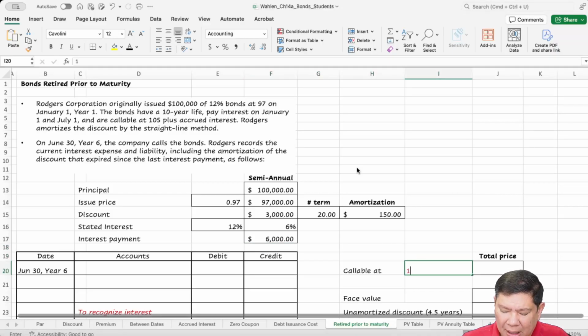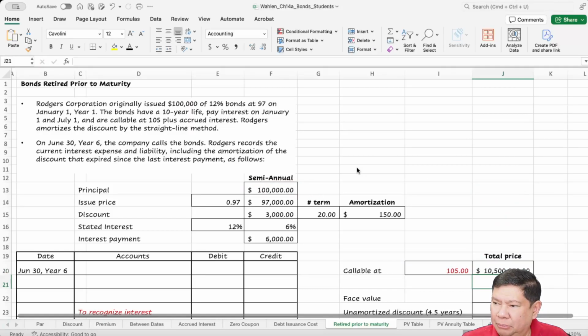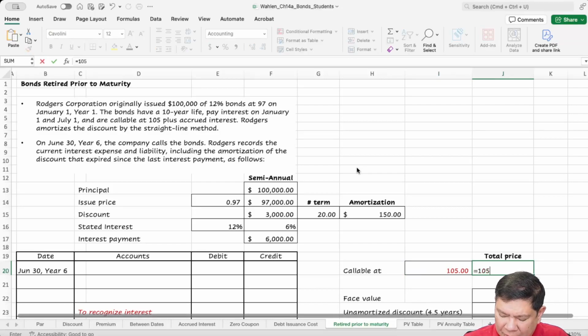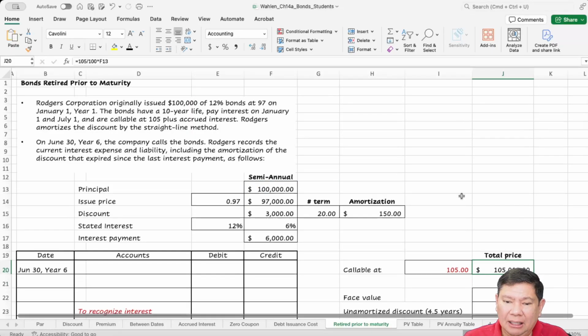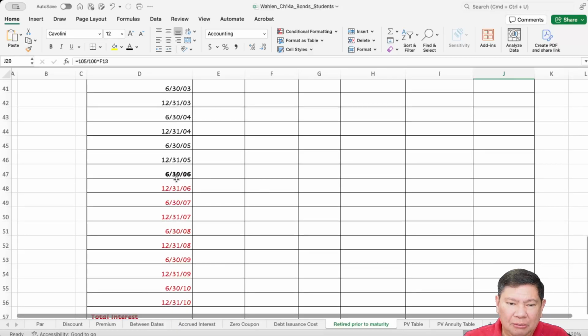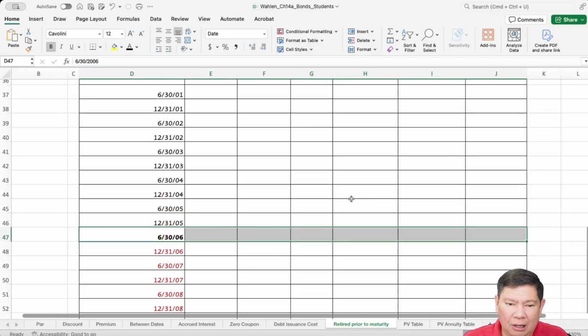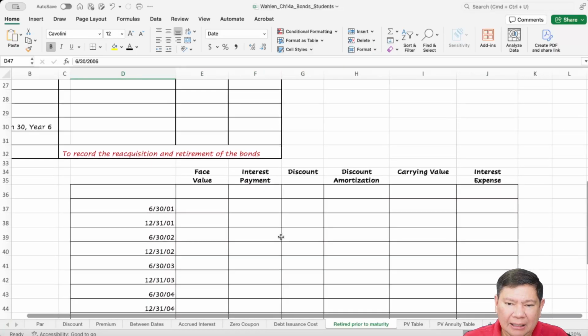It's going to be callable at 105. That means 105 divided by 100 times 100,000, or 105,000. Okay, so that looks better. Now what we need to know is the value of the bonds at the time of the call, June 30, year 6. So let's take a look at that.